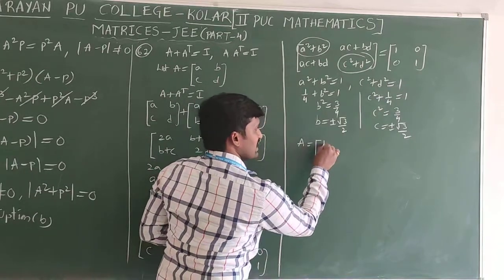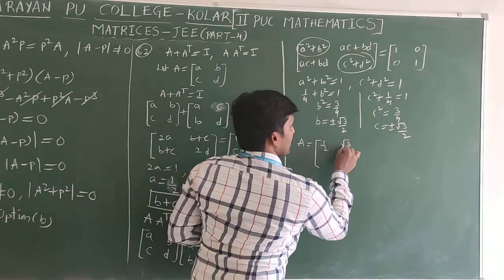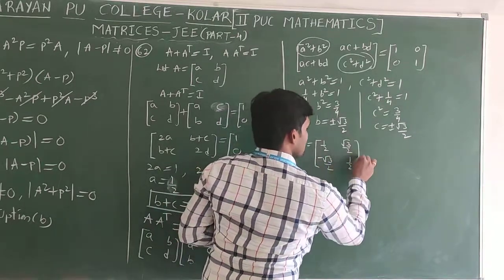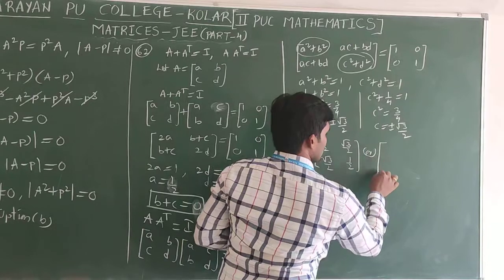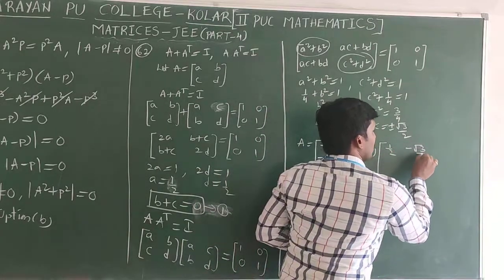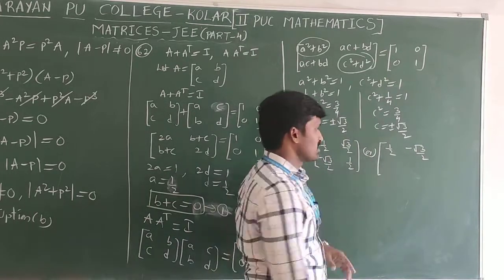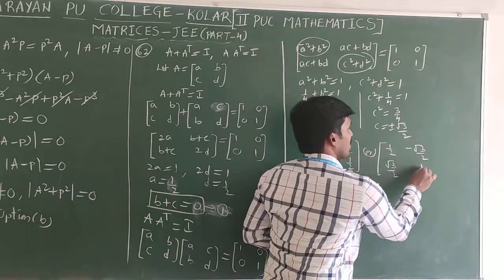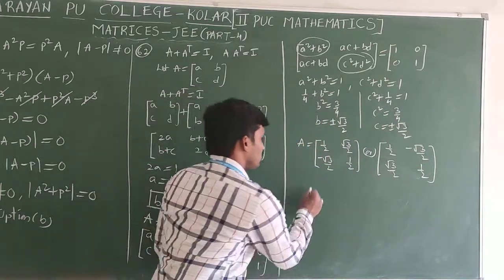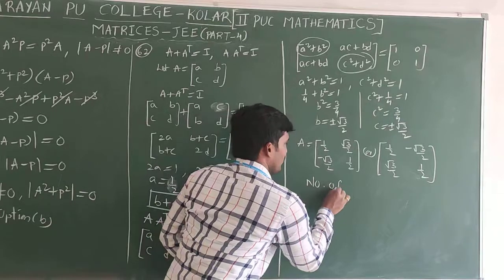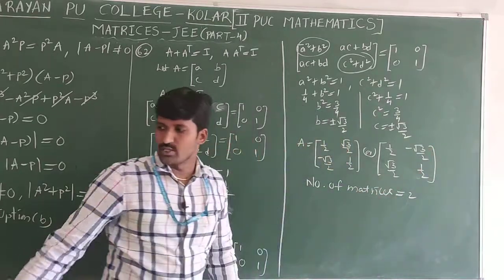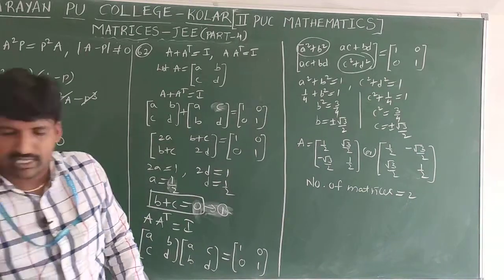One matrix is A 1 by 2, B if you take root 3 by 2, C compulsorily minus root 3 by 2, D is 1 by 2. Or one more matrix: A 1 by 2, B now I will take minus root 3 by 2. Here negative means B; C is positive, root 3 by 2, and D is 1 by 2. The number of matrices are how many? Only 2. So the number of matrices is 2, that is option C, the correct one.